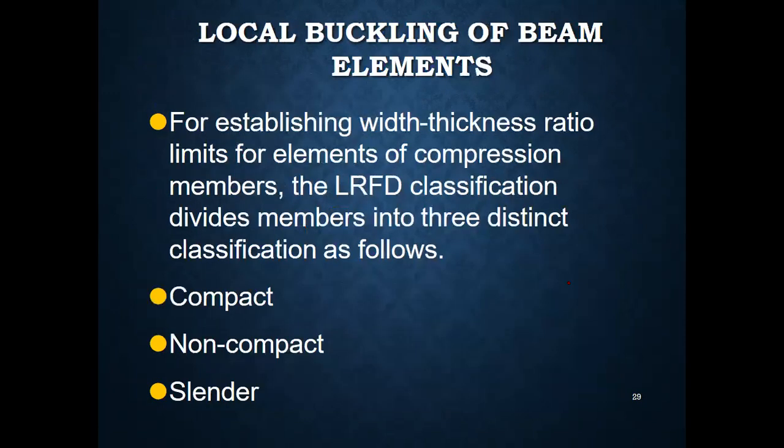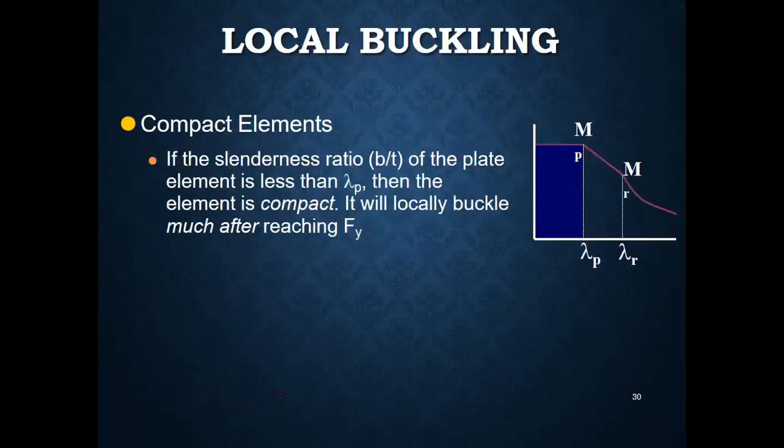As far as local buckling is concerned, for establishing the width to thickness ratio that limits local buckling, the LRFD method specifies three distinct classifications for local buckling prevention. First, we could have a compact section, which has its own formulas and its own theories. Second, we could have a non-compact section, and then we could have a slender section.